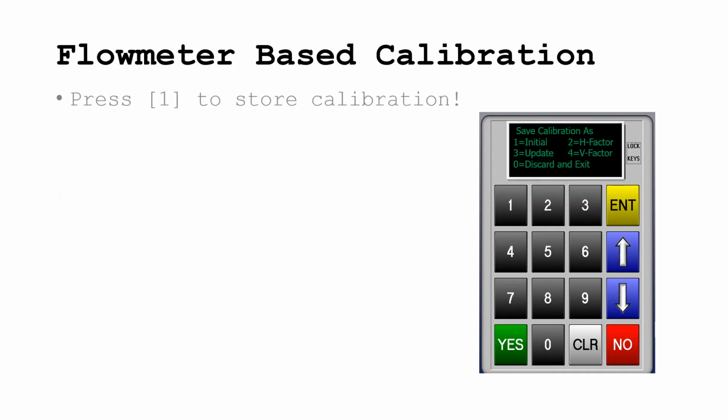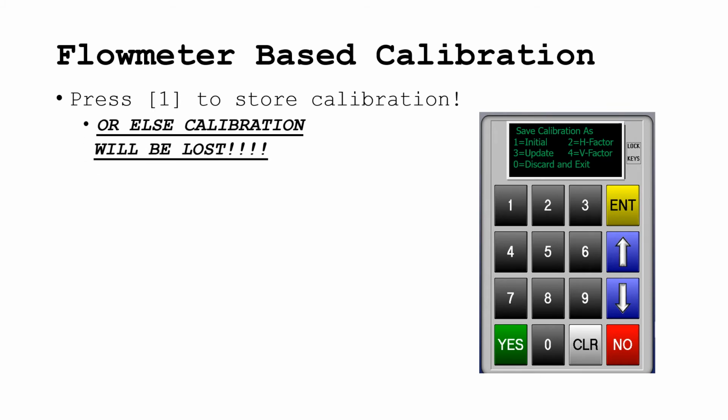Be sure to press 1 to store the calibration as the initial calibration. This is important. If it is not done, the calibration will be lost. The controller will then return to the calibration menu.